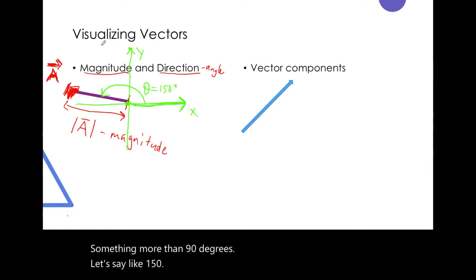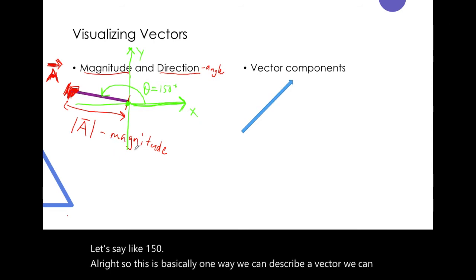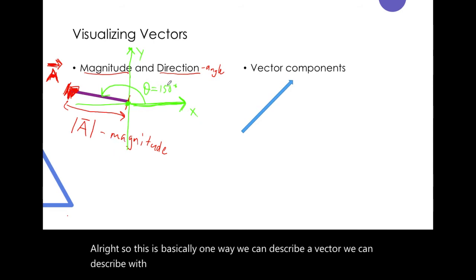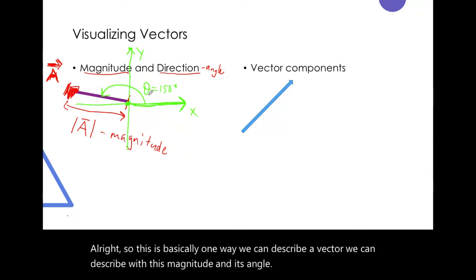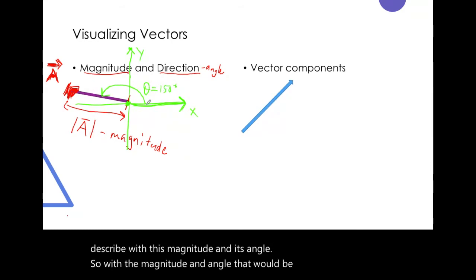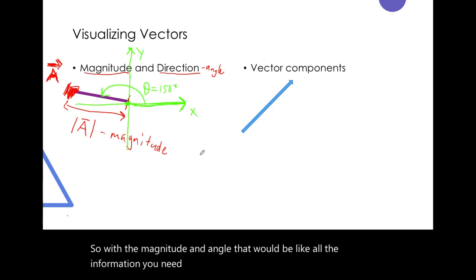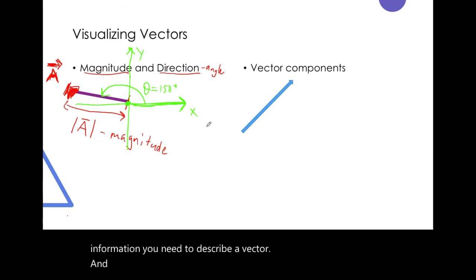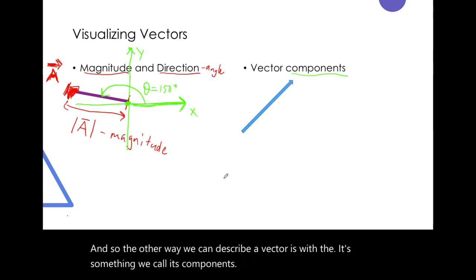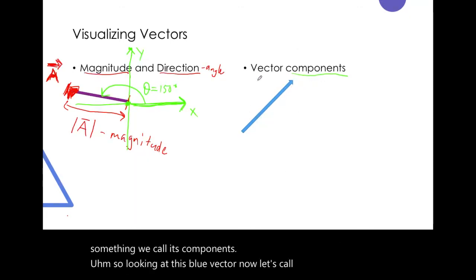All right, so this is one way we can describe a vector. We can describe it with its magnitude and its angle. With the magnitude and angle, that would be all the information you need to describe a vector. The other way we can describe a vector is with what we call its components. Looking at this blue vector now, let's call that vector B.